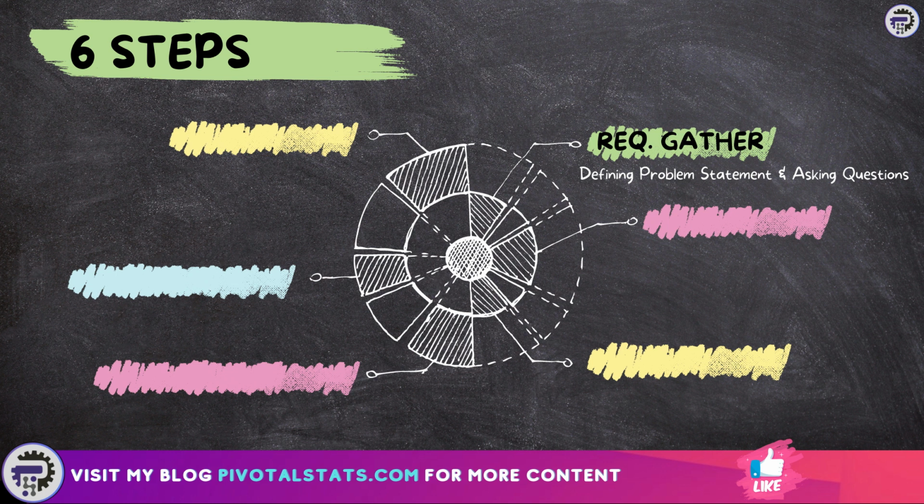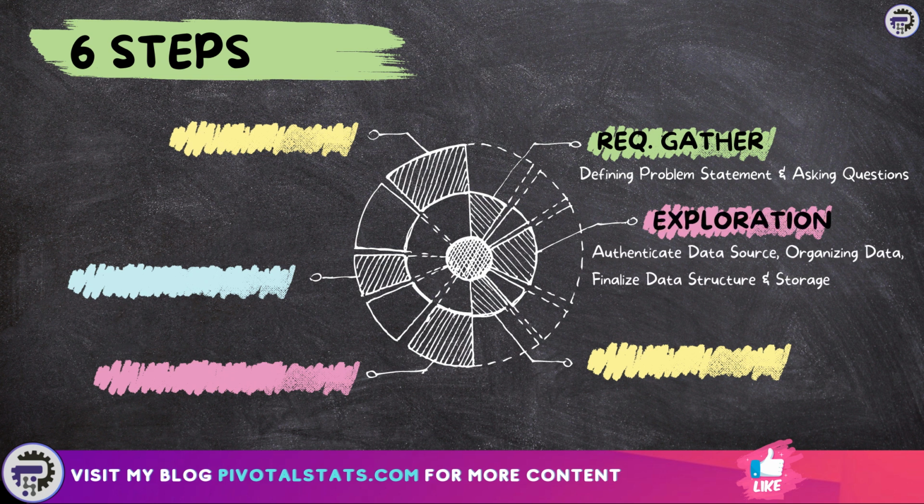Now, once you've understood and gathered all the required information, the second step in the data analysis process is data exploration. In this step, what we typically do is authenticate our data source. We first check if there are any data biases, or whether the data source from where we are collecting the data is from a reliable source or is compromised. And in this step, we also look at how we can organize our data and finalize the data structure and the storage for future use.